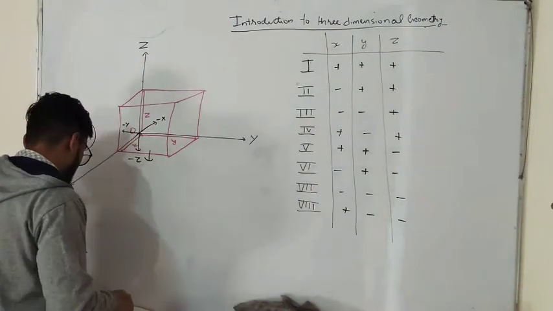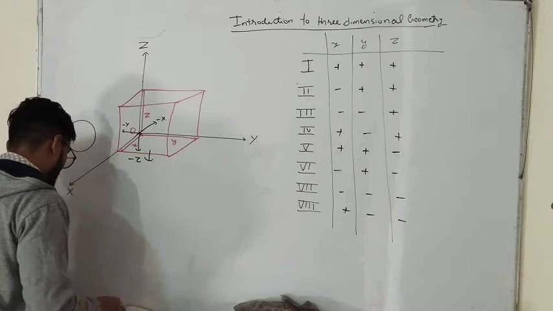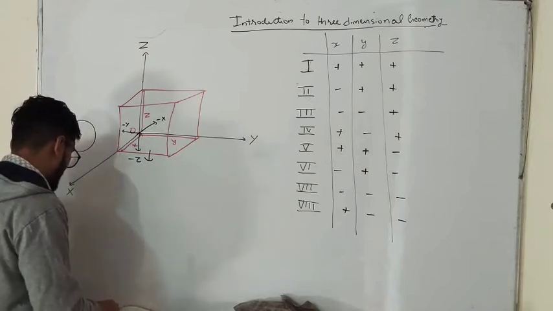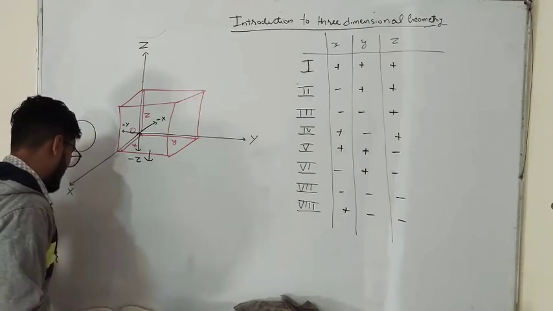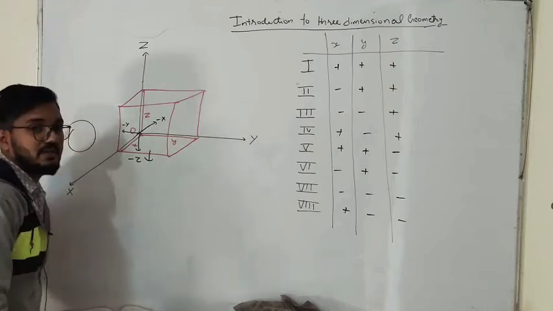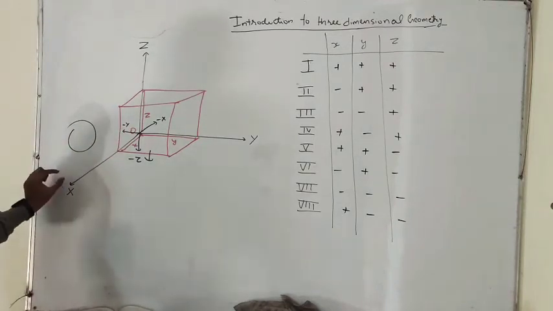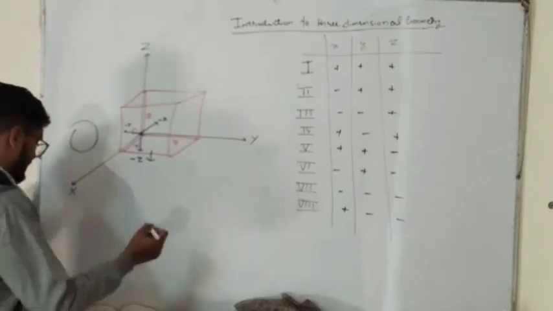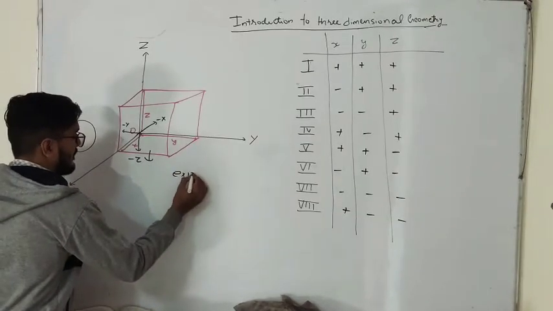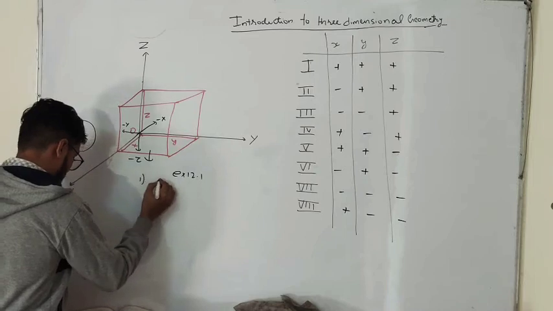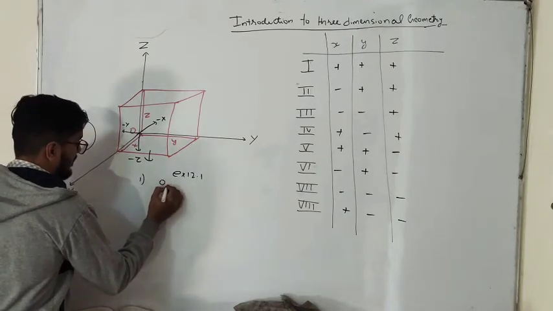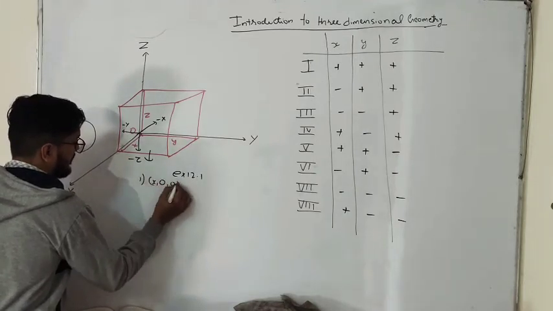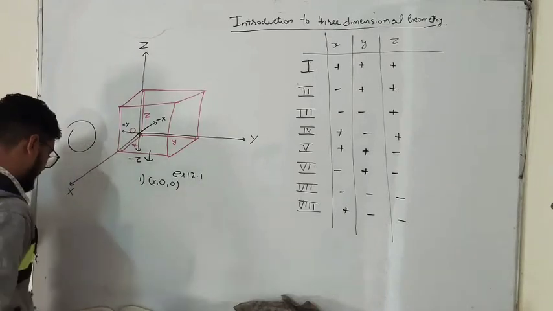So let's move on to the exercise. Exercise 12.1. A point is on x-axis. What are its y coordinate and z coordinate? So if the point is on x-axis, obviously y coordinate and z coordinate will be 0. So exercise 12.1, answer of first question is x, 0, 0, we can say x, y, and z.